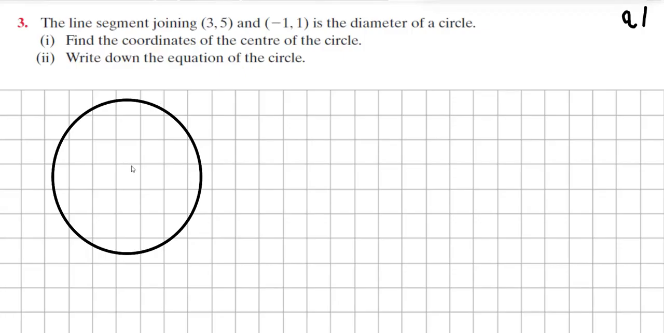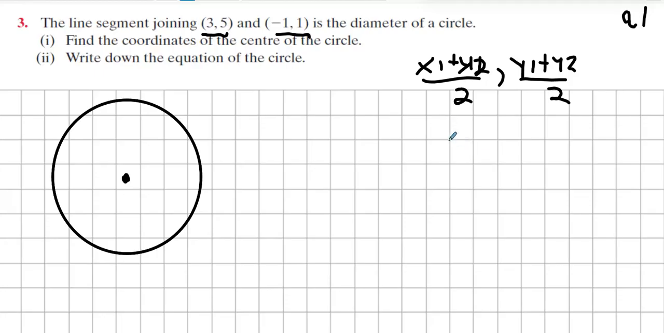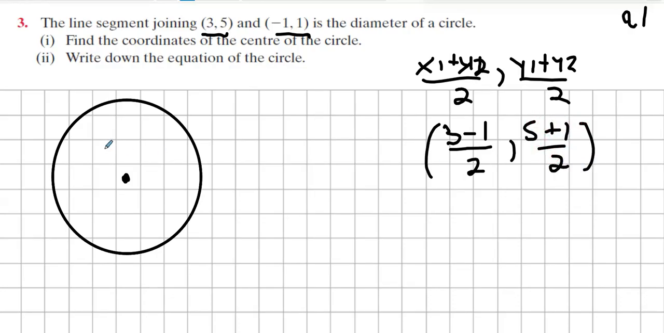Now this one here, I'm going to depend on you guys to do stuff for me, okay? First thing I'm going to ask you for is, what's the midpoint of 3, 5 and minus 1, 1? You're going to use the midpoint formula and add them together. What do you get? 1, 3. Yeah, let me look. 3 minus 1 over 2, 5 plus 1 over 2. Yeah, we'll take 1, 3 all day long. 1, 3.